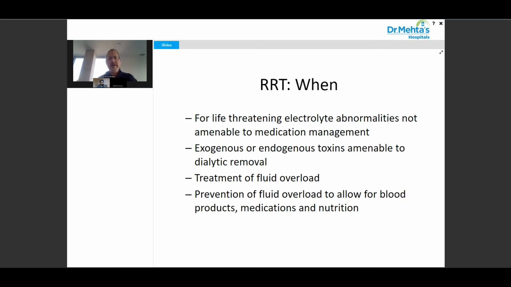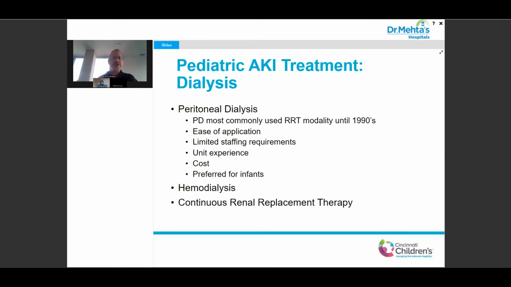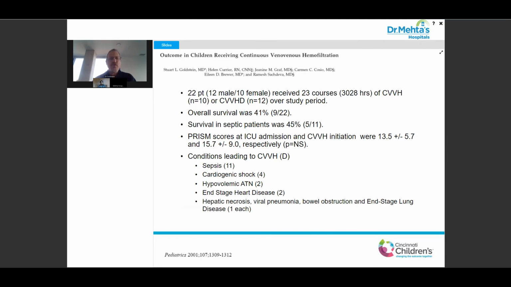Well, clearly for life-threatening electrolyte abnormalities not amenable to medication management. Exogenous or endogenous toxins that are amenable to dialytic removal, treatment of fluid overload, and where we've done a lot of work is prevention of worsening fluid overload to allow for blood products, medication, and nutrition. The treatment options, we all know: peritoneal dialysis can be done anywhere, hemodialysis, and continuous renal replacement therapy. So we started, again, about 20 years ago looking at fluid overload in kids who were receiving CRRT.